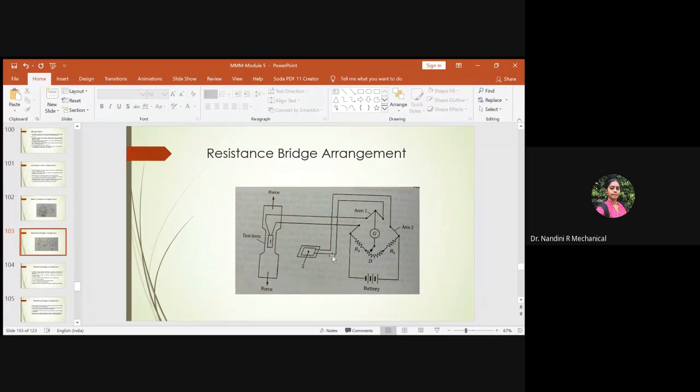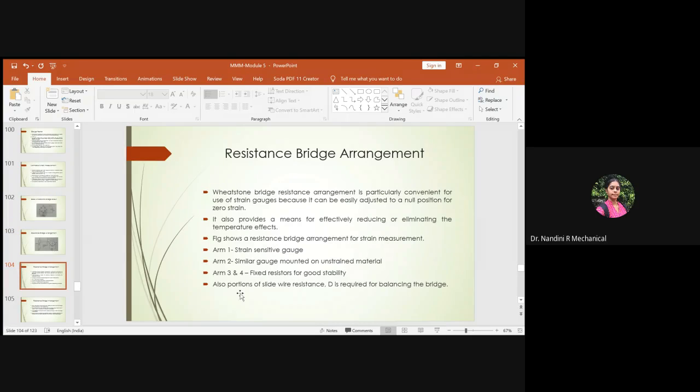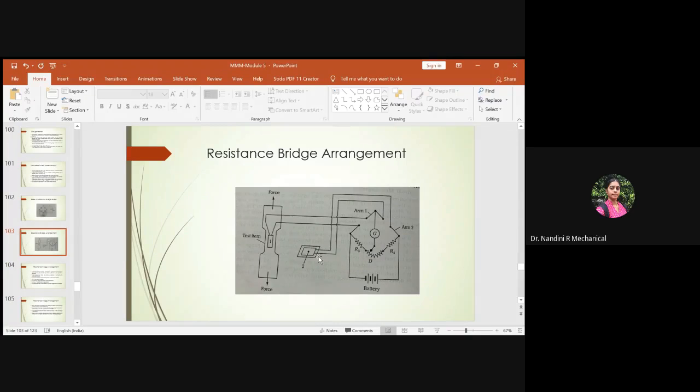And then you will be having arm 2. So this is arm 2, where you will add a similar gauge mounted on an unstrained material. It is not necessary that the material you will be using is a strained one. So it is an unstrained material which has been embedded to arm 2, whereas you will be having arm 1 with a strained gauge material. This is the strain gauge because it is being subjected to some external force. Here you can see it is a tensile force. So this is a strained one and this is an unstrained one. Arm 1 is for strained, arm 2 is for unstrained. Along with that, you'll be having R3 and R4 as our resistors, which are connected to a battery source as shown in the figure.